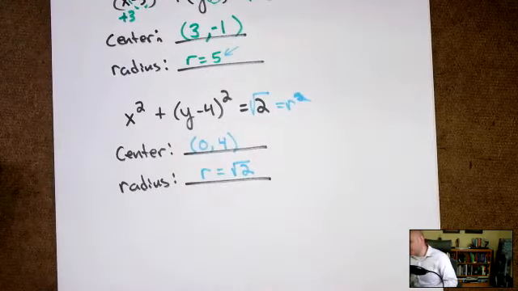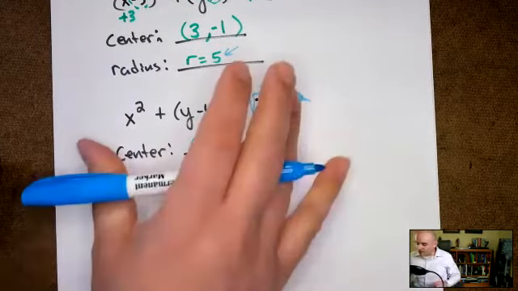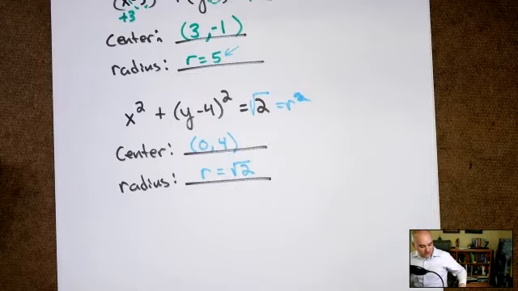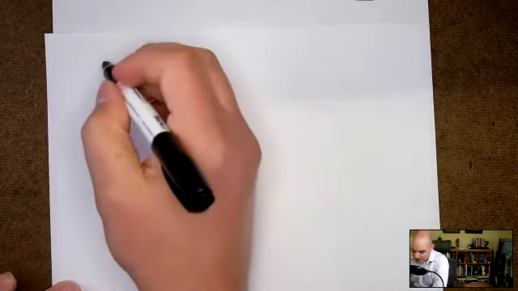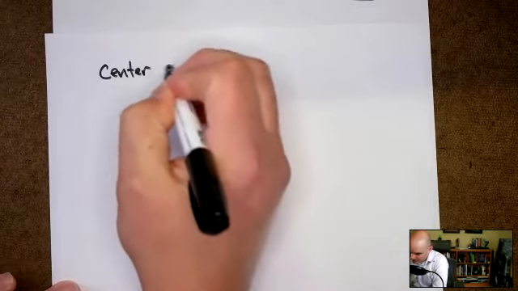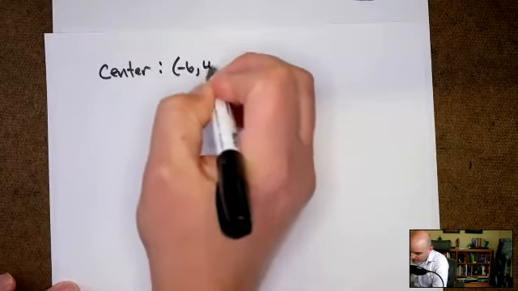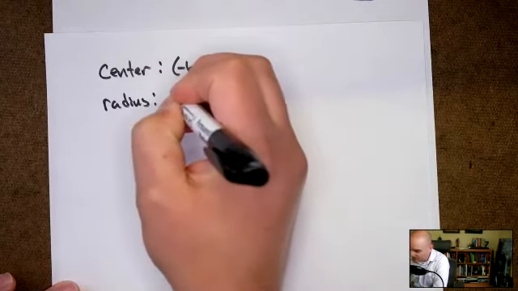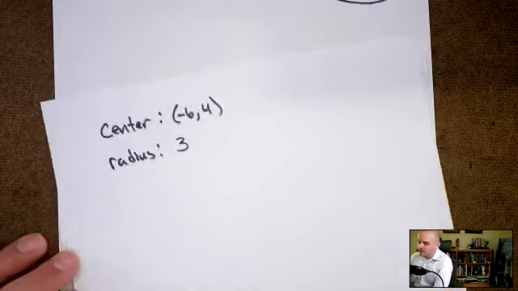Be careful with those. All right, so that's taking the equation, and what you're doing is you're finding the center, you're finding the radius from it, but we can also write the equation ourselves if I give you the center and the radius. So let's take a look at one like that. Let's suppose I tell you that the center of a circle is at negative 6, 4. And the radius is going to be 3. The radius equals 3. Write the equation of that circle.